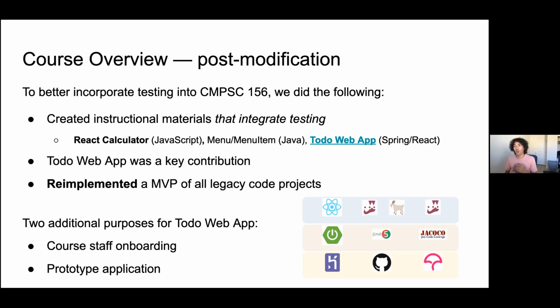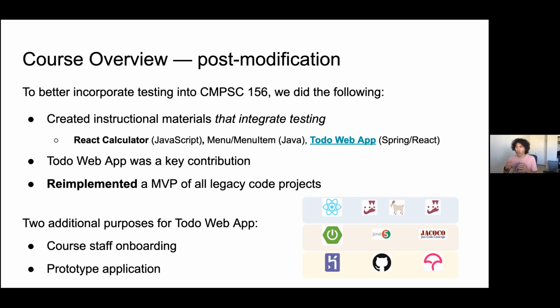Worth noting is that the menu and menu item refers to the lab that introduced mutation testing. I introduced mutation testing as well as testing and code coverage in Java. This is not bolded because it was done independently of this project, but may have had an effect on the outcomes. So we've listed it here.